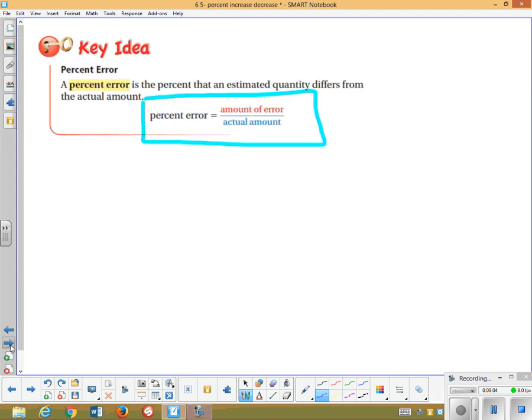Okay, so I'd like for you to go ahead and do one more thing with me before we do our percent decrease. So I would like for you to copy down the percent error formula. So go ahead and copy this down. For the percent error, we use this when we want to know what's the mistake that we calculated. So it says here percent error is amount of error divided by the actual amount.